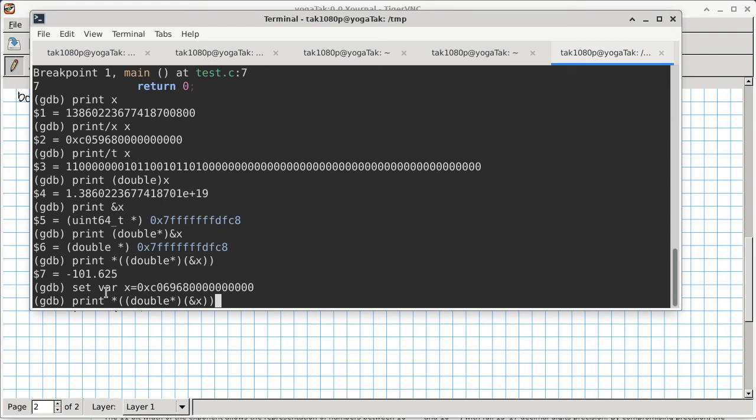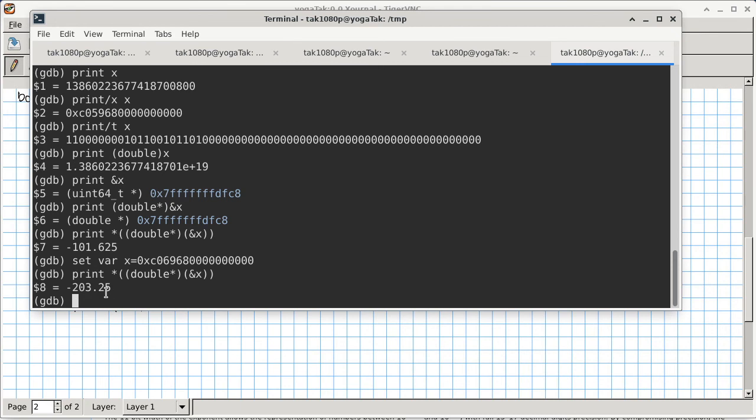So now it should say negative 203.5, I think. Because if you double 0.625, it is 1.5. Oh, okay, I was wrong. It's negative 203.25, which is double the value of negative 101.625.